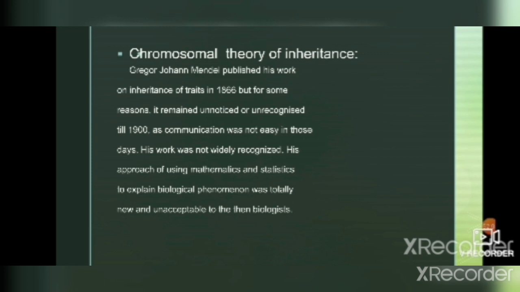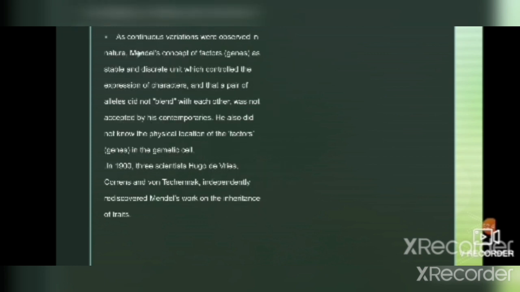Chromosomal theory of inheritance. Gregor Johann Mendel published his work on inheritance of traits in 1866, but for some reasons it remained unnoticed or unrecognized till 1900, as communication was not easy in those days. His work was not widely recognized. His approach of using mathematics and statistics to explain biological phenomena was totally new and unacceptable to the biologists of the time.